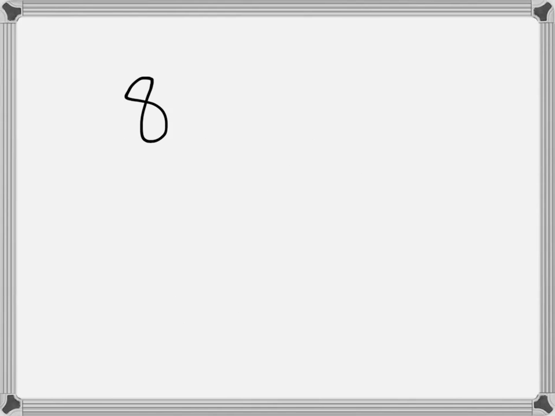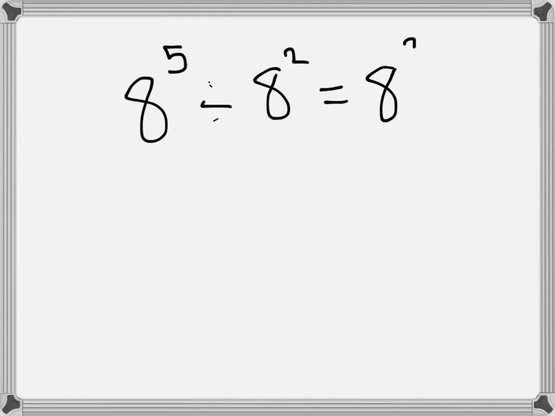If I have 8 to the power of 5 and I divide that by 8 to the power of 2, all I simply do is subtract the exponents in this case, and then I have 8 to the power of 3.